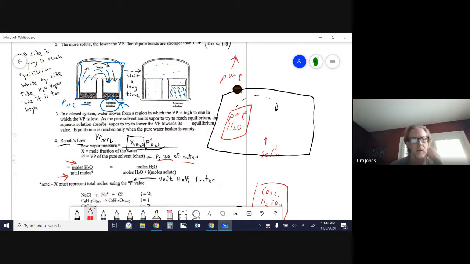So notice I've got moles of water on top here, and then the complete total moles of everything is the moles of water again, so the same thing, plus the moles of solute multiplied by what's called i, or its fancy name, the Van't Hoff factor.